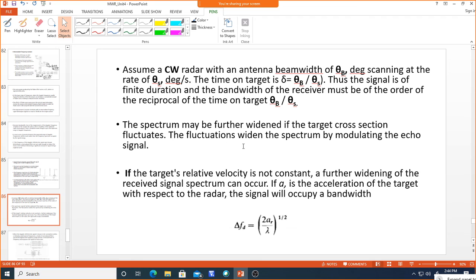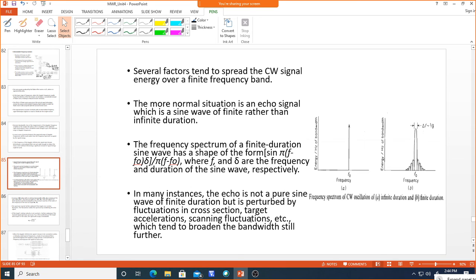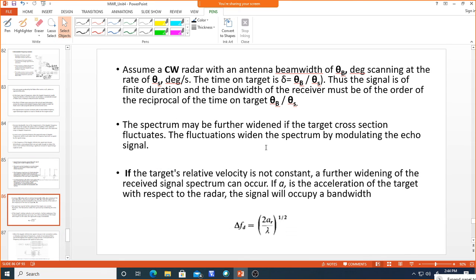Now the spectrum may be further widened. If the target cross section fluctuates, as I said, with many fluctuations happening, then due to this fluctuation the bandwidth will be widened and the frequency spectrum will be wider. So even if one parameter, the target cross section, fluctuates, a wider frequency spectrum is required to get the echo signal.